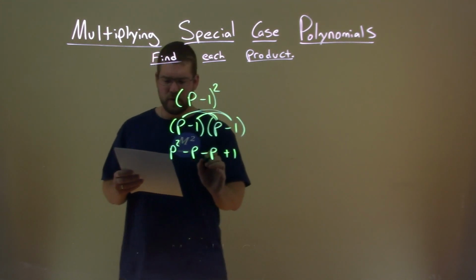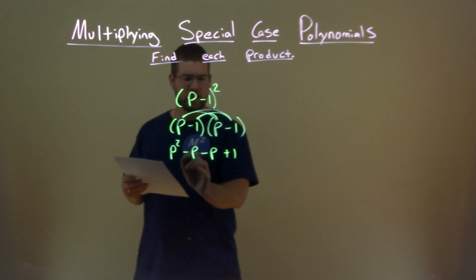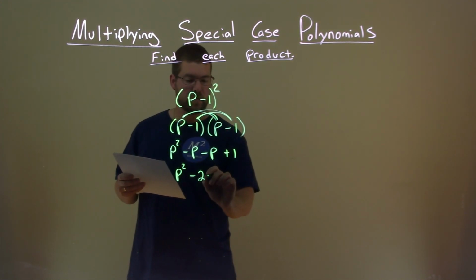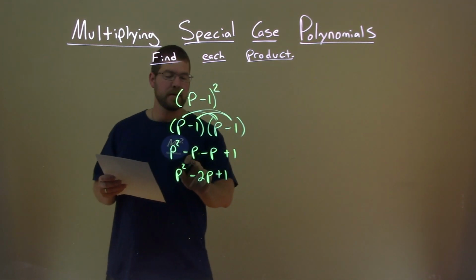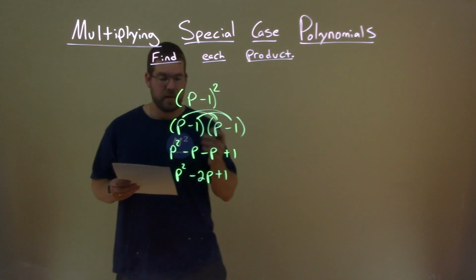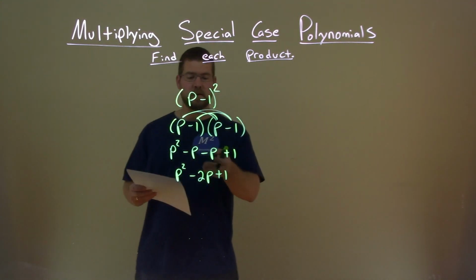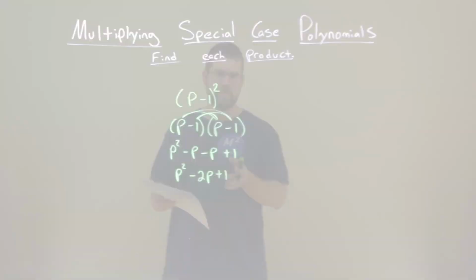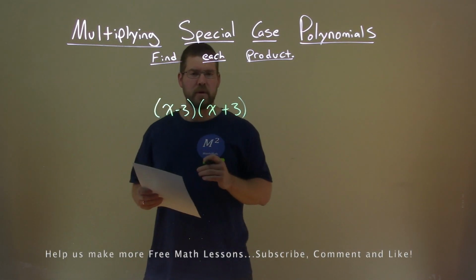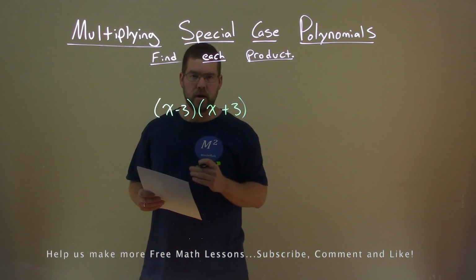Right? Negative times a negative is a positive 1. Well, negative p minus p right here, that's a minus 2p, so we have p squared minus 2p plus 1, right? Negative p minus another p is a minus 2p. And there we have our final answer, p squared minus 2p plus 1. We're given this problem here, x minus 3 times x plus 3, and we need to find this product.